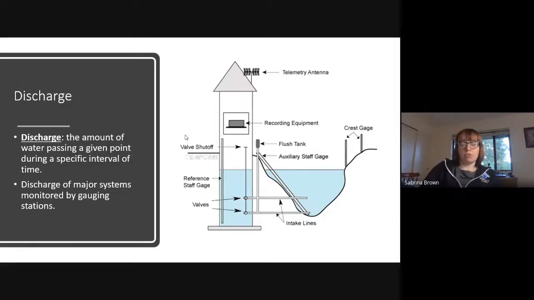And so you've maybe seen gauging stations on major rivers, maybe on the river that flows through Defiance, or that you've seen while you've been out and about. So gauging stations measure discharge by having recording equipment in sort of a little hut, and they have a valve in here that measures essentially the amount of water that's passing through the station over a certain amount of time. And usually a discharge measurement is in cubic feet per second, right? So the amount of water would be measured as cubic feet, and the interval of time would be seconds.